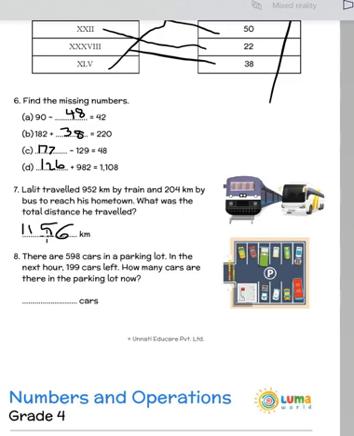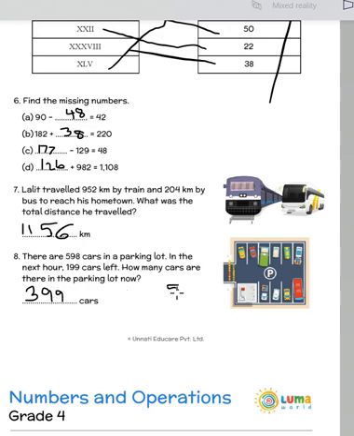So let's look at the next one. There are 598 cars in the parking lot. In the next are 199 cars left. How many cars are there in the parking lot now? So what we need to do is there are a certain number of cars and some of them left the parking lot, which means it is subtraction. So it is 598 minus 199 and that would be 399. Now, how do you do the subtraction?